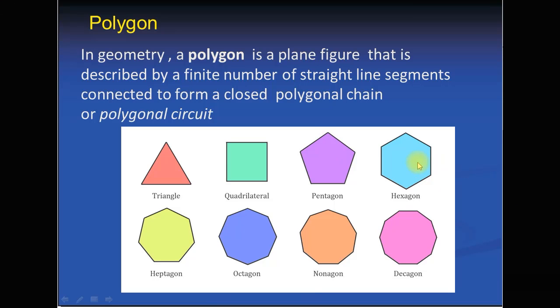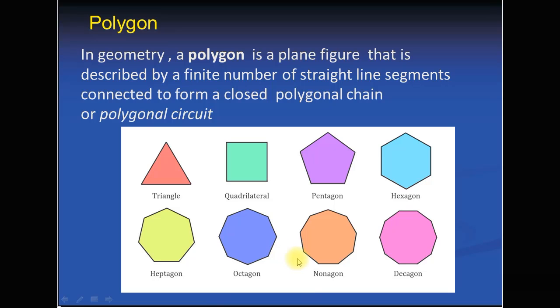And this is hexagon. In hexagon there are 6 sides, 1, 2, 3, 4, 5 and 6. And these 6 sides are connected to form a closed polygonal chain. And this is a heptagon, 1, 2, 3, 4, 5, 6 and 7. In this heptagon there are 7 sides connected to form a closed polygonal circuit. And this is octagon. Octagon is a type of polygon which has 8 sides. Side 1, 2, 3, 4, 5, 6, 7 and 8. So there are 8 sides connected to form a closed polygonal chain.